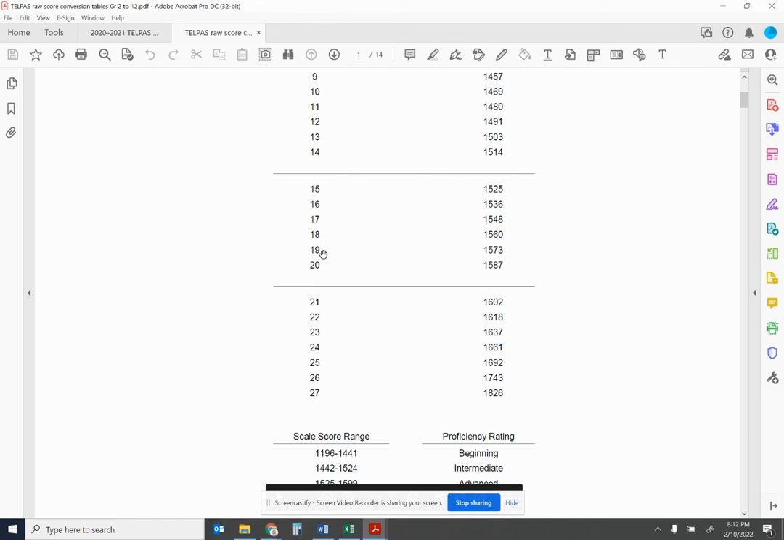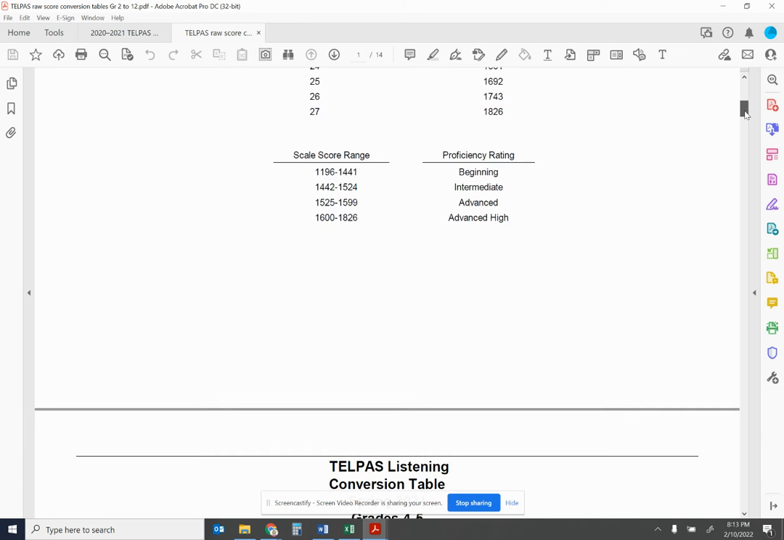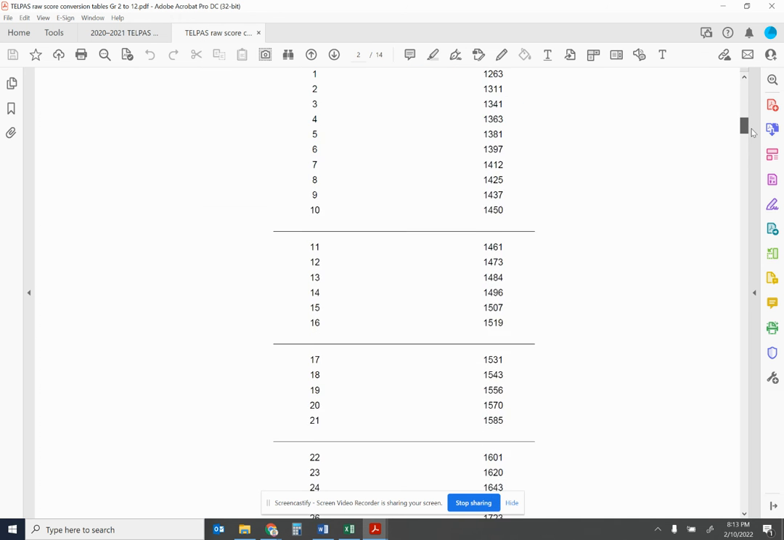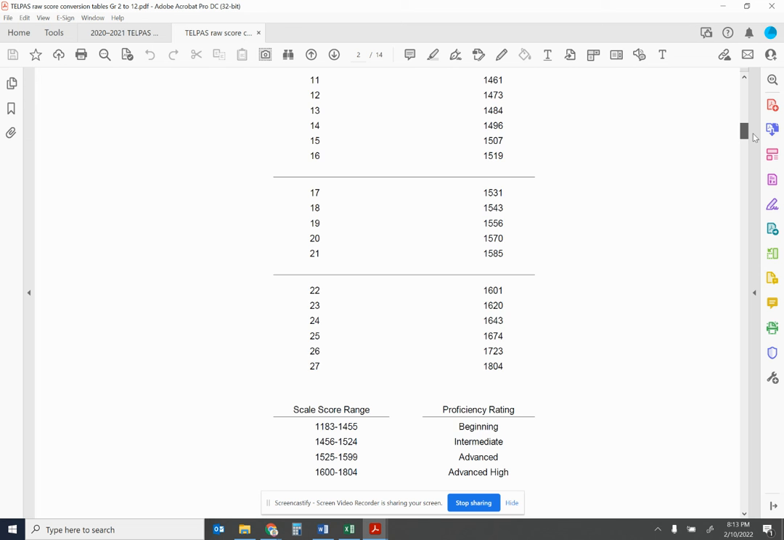So if we look at a student that has 19, they only need 2 more questions to go from advanced to advanced high. If a student has 14, then they are sitting at intermediate. They only need 1 more question to jump a performance level to advanced. And so these sheets are going to be key in helping you determine how close the students are to being a performance level jumper. And I will send these to you as well. So we need to keep this in mind.